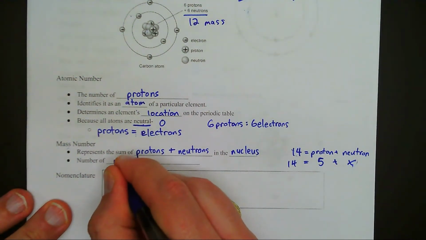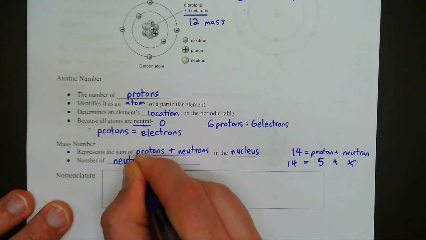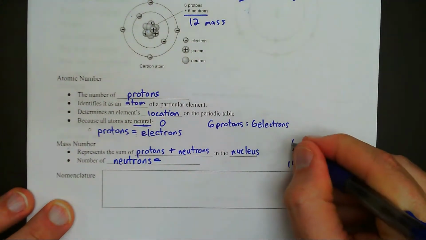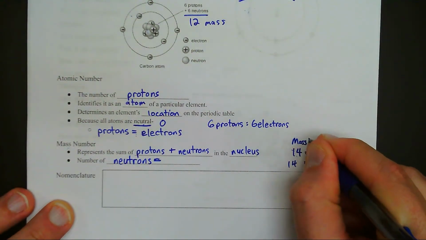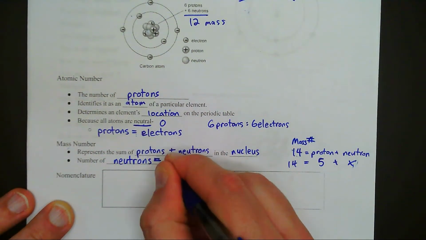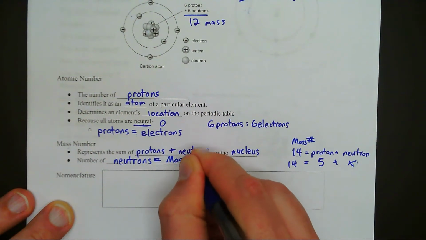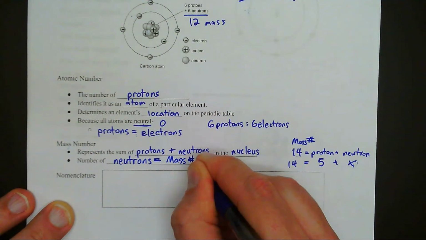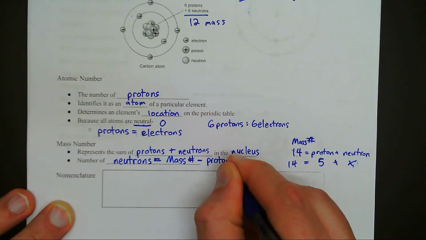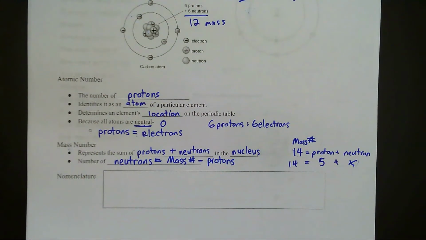So the number of neutrons is equal to this, which is our mass number, minus, so mass number minus the protons. Okay? So that's how we're going to figure that out.